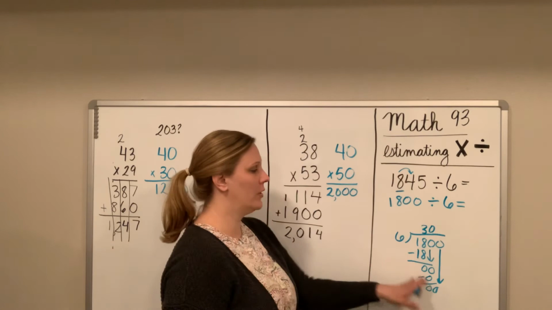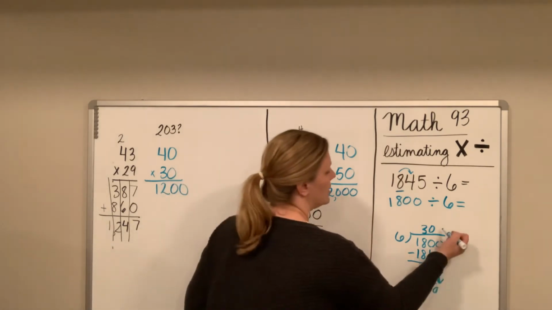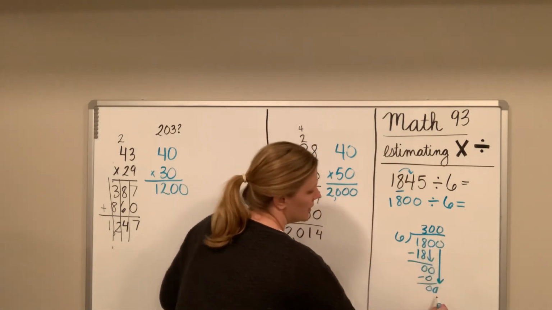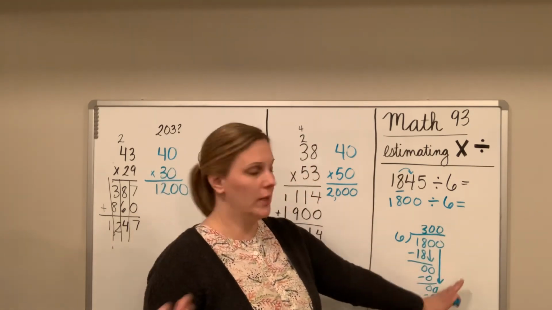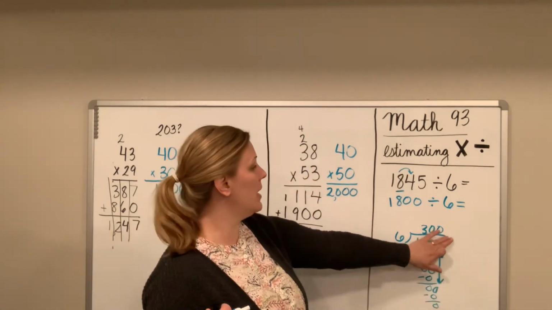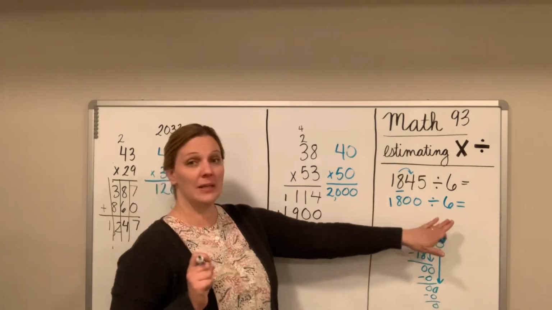I now have 0 divided by 6. You already know that's 0. 0 times 6 is 0. I subtract to get another 0. Is there more to bring down? No. Is there a remainder? No. Our estimate to 1,800 divided by 6 is 300.